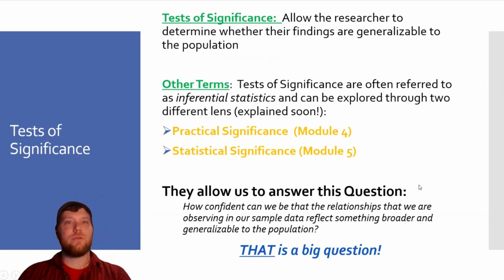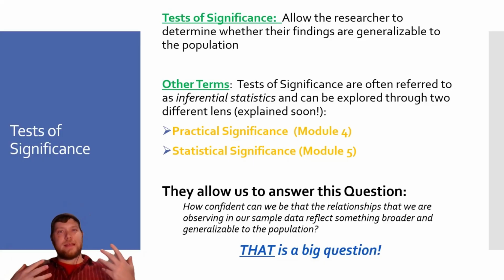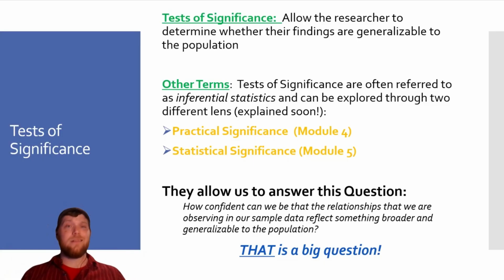Now, we're going to look at things like tests of significance. These allow the researcher to determine whether the findings are generalizable to the population. As a good reminder, this is survey data. It is sampling from a population. So we need to analyze how to take what we get from our survey and see, does this seem to tell us something about the population? Is there evidence to suggest that?